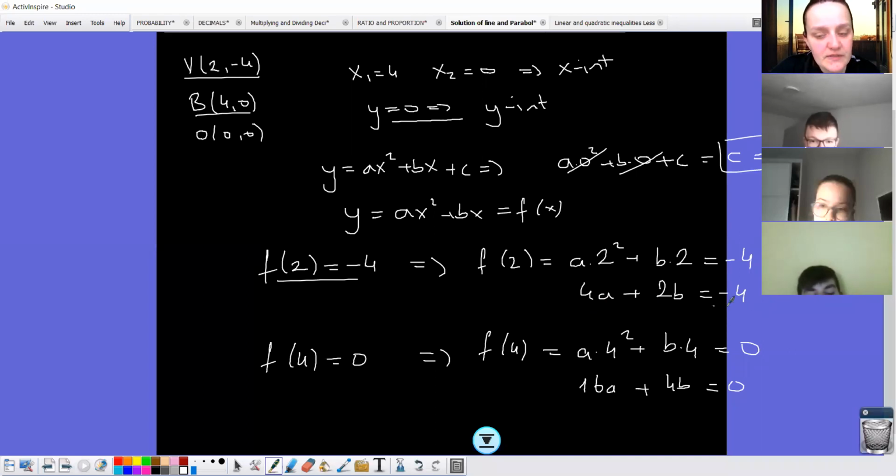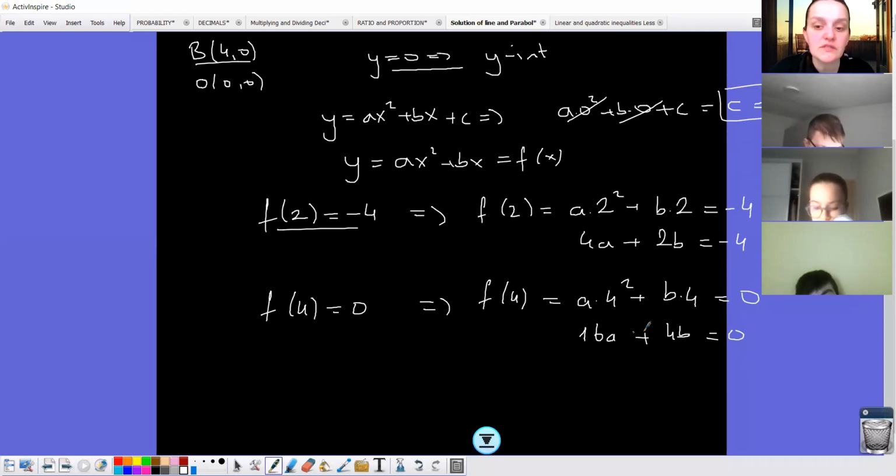4a plus 2b is equal to minus 4, and 16a plus 4b is equal to 0. You can solve this as a system of equations. I will do it this way. I will take the second equation and simplify it by 4, and I will get 4a plus b is equal to 0. So from here, b is equal to minus 4a.